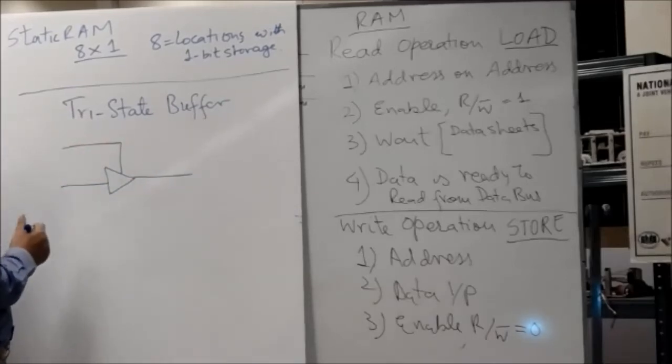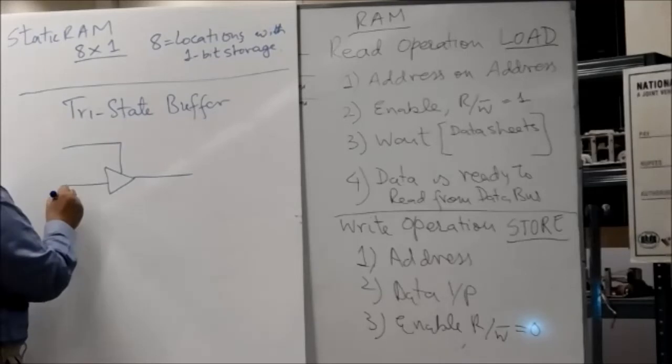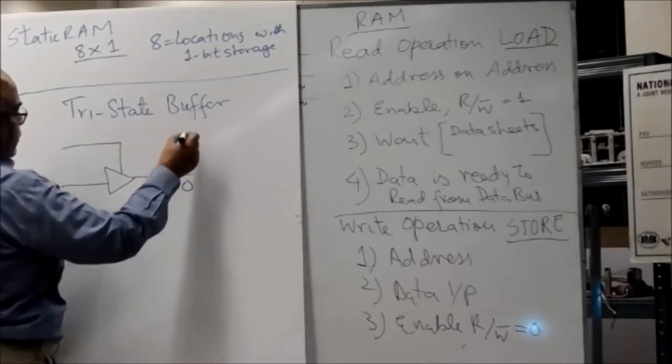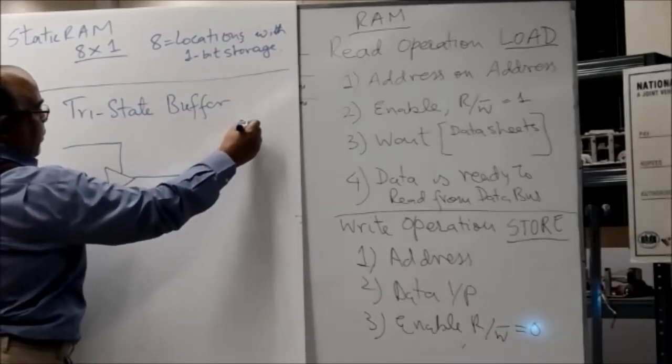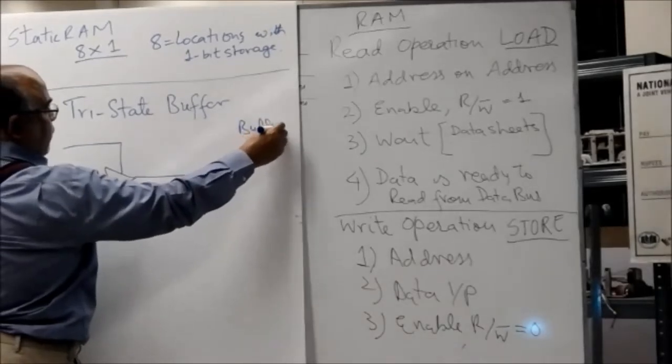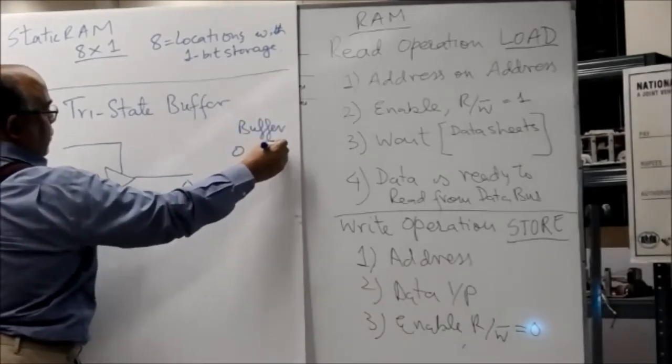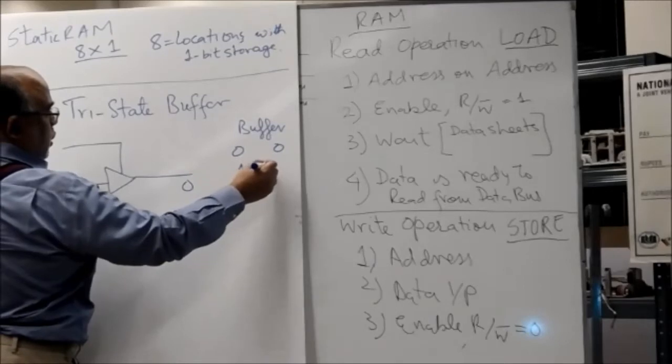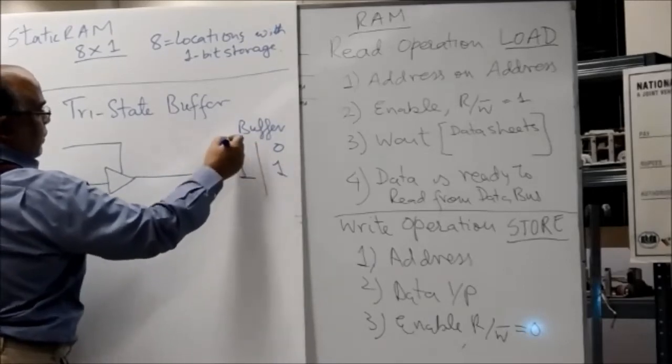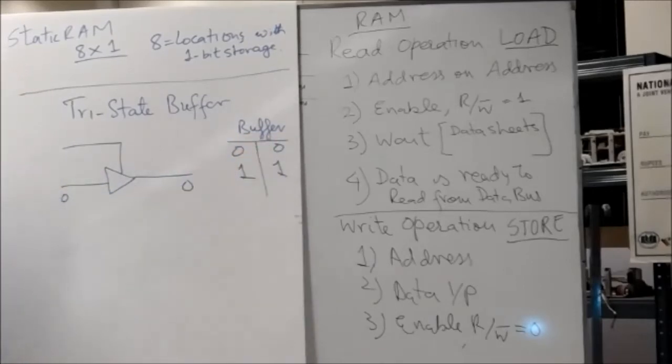Now, basically, buffer means that you give 0, output is 0. Simple buffer would be that you give 0, output is 0, give 1, output is 1. So what is the use of a buffer if this is the state?